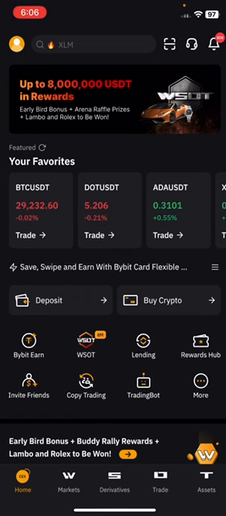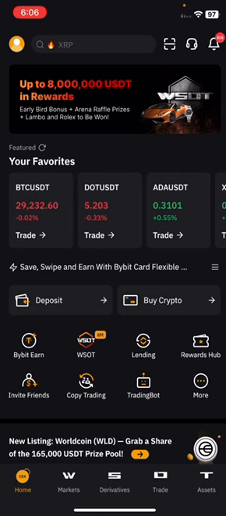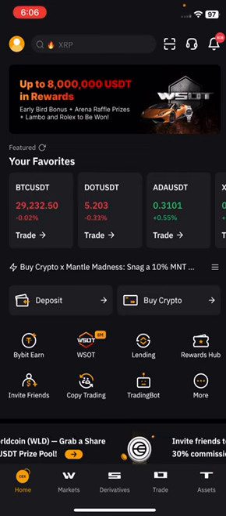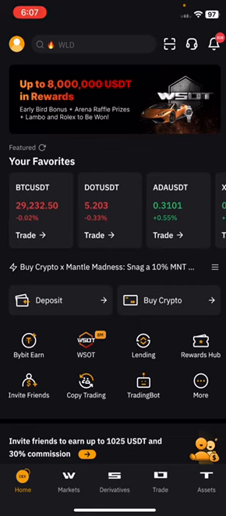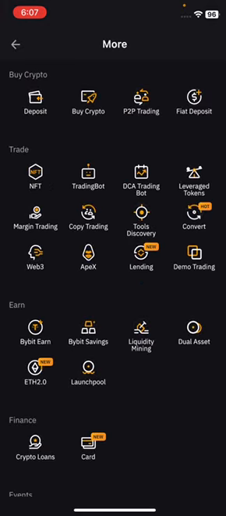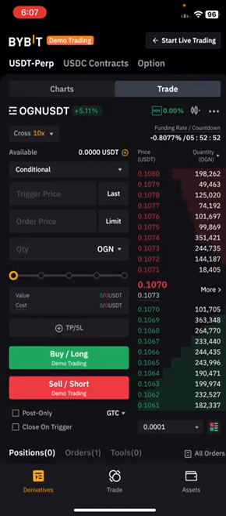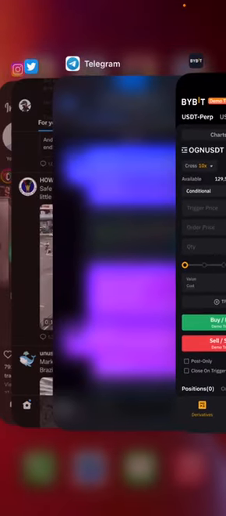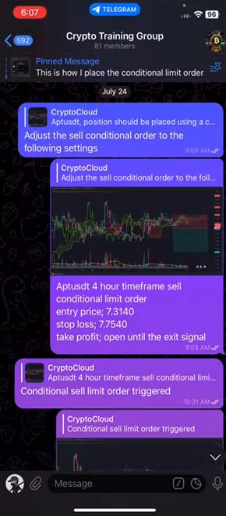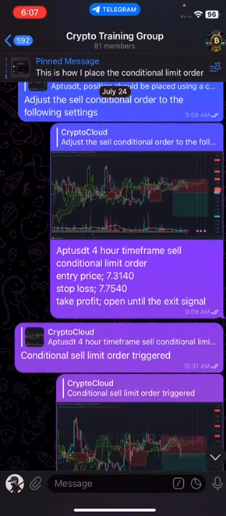Okay, so I'll show you how to use the conditional limit order, and I'll be using the demo trading. Potentially use that one, but most of the time I use my live account because that's what I prefer to use. So let's take, for instance, I put in maybe APT USDT. I tell you to sell.